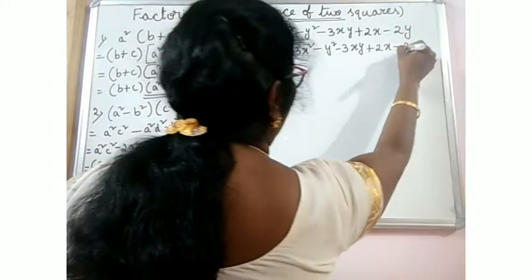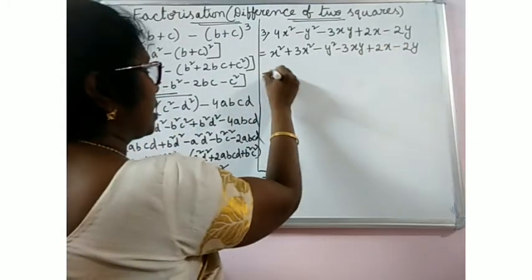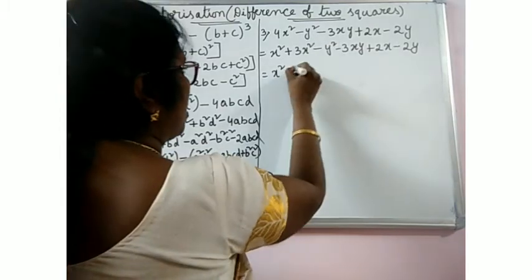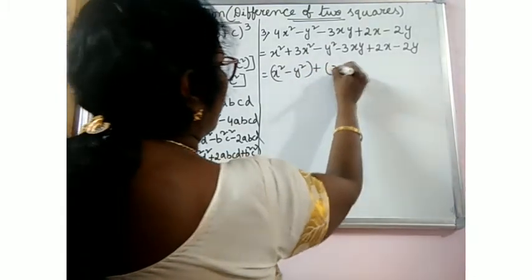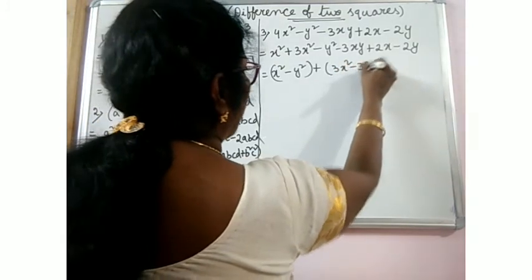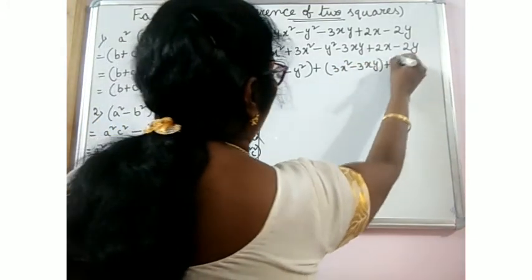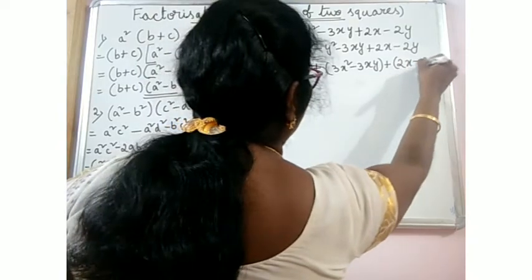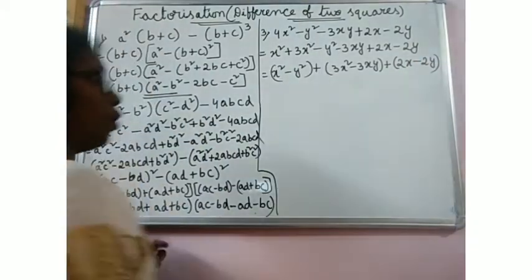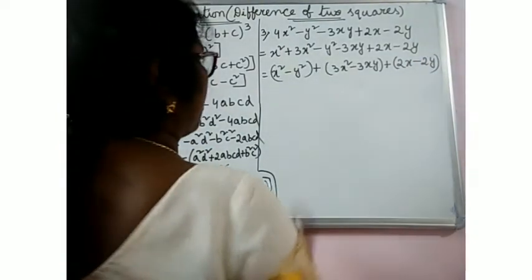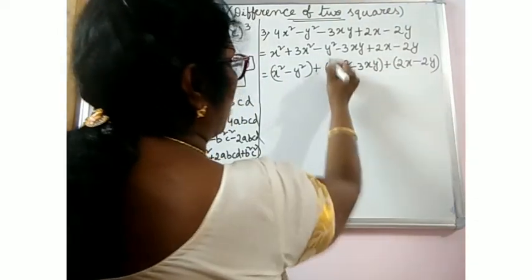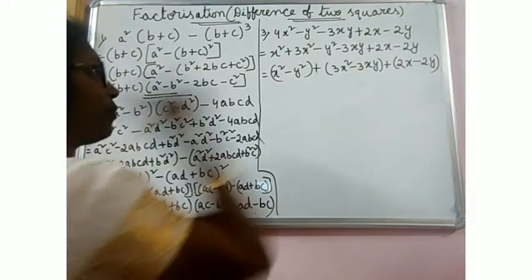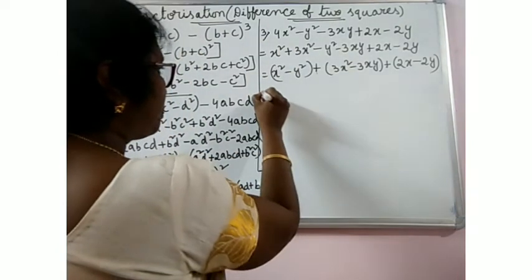After that, let us rearrange. Let us rearrange like this: x² − y² one group, plus 3x² − 3xy another group, plus 2x − 2y another group. And here you should be very careful. Here 3x² is plus, 2x is plus, so I simply do plus and bracket. If it is minus, you should be very careful.